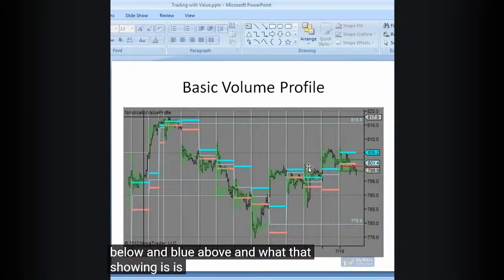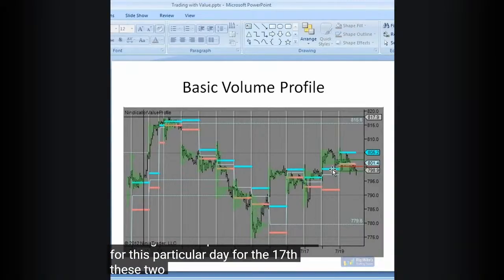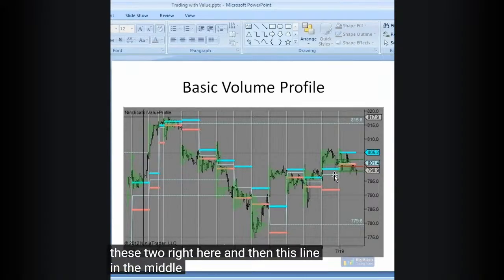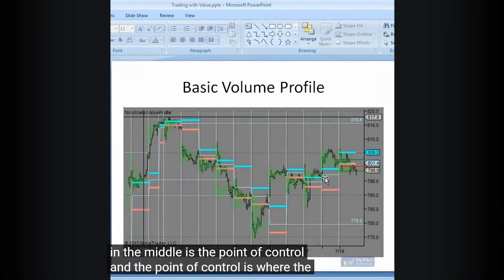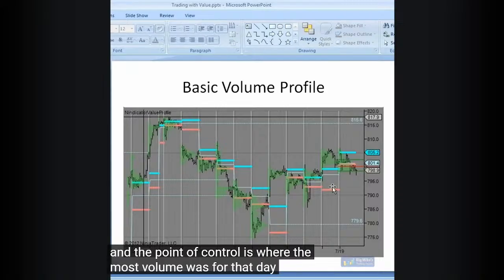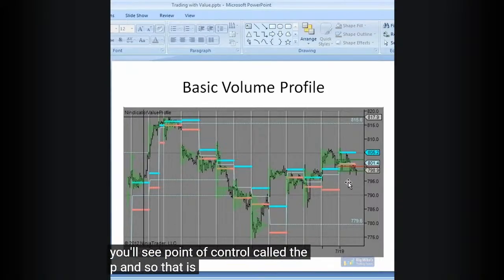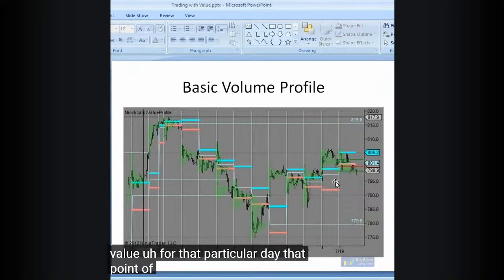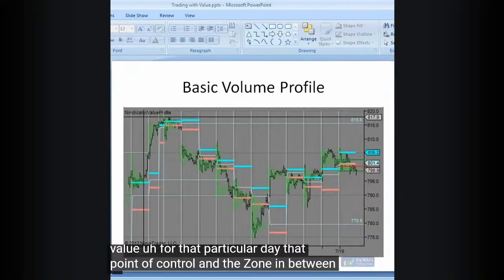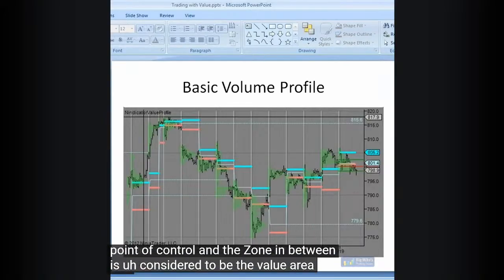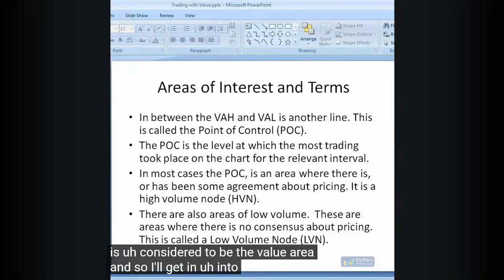So if we go to this, there are coral lines below and blue above, and what that's showing is the value area for this particular day, the 17th, these two right here. And then this line in the middle is the point of control, which is where the most volume was for that day. Sometimes you'll see point of control called the POC. That is considered to be fair value for that particular day, and the zone in between is considered to be the value area. I'll get into more in a minute on how we use this.